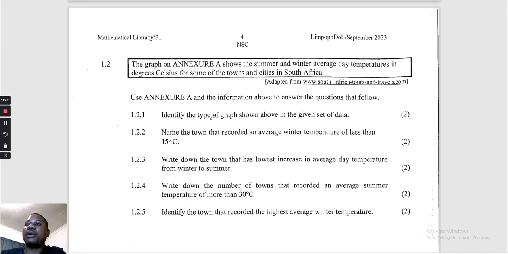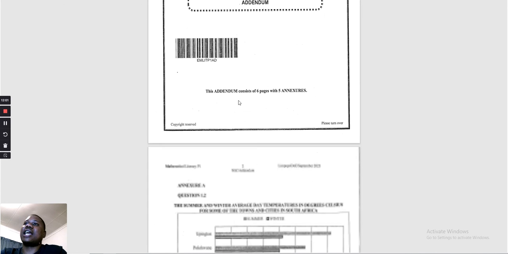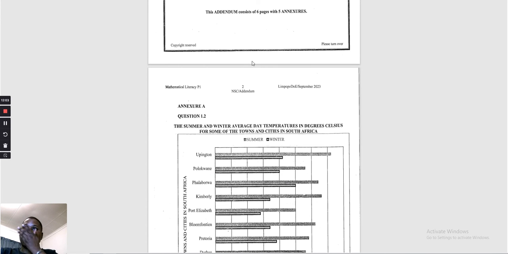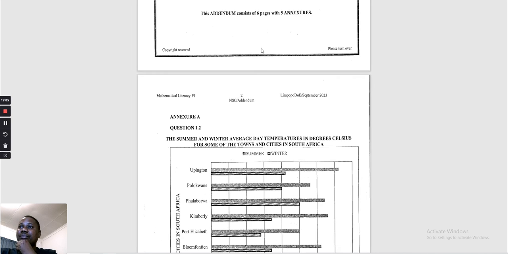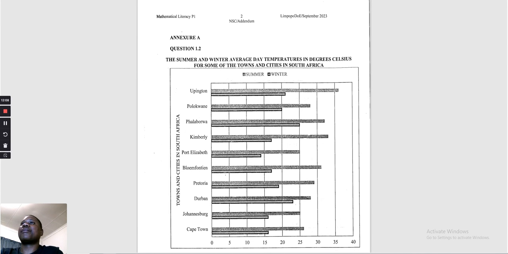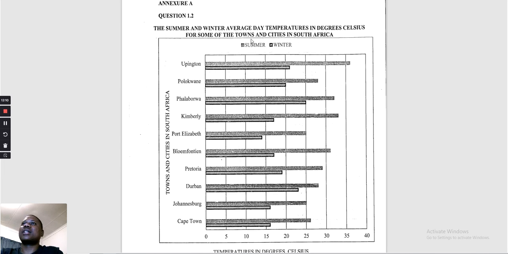Okay, let's go to 1.2. They say the graph on annexure A shows the summer and the winter average day temperature in degrees Celsius from some of the towns and cities in South Africa. Use annexure A and the information above to answer the questions that follow. Okay, let's go to annexure A. So I will just scroll. There is annexure A. Indeed, we are on 1.2, so we are using the right annexure here.